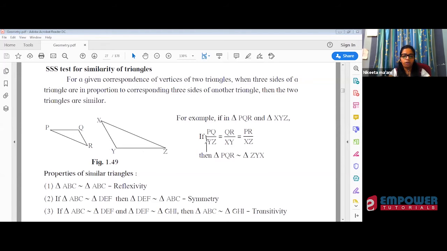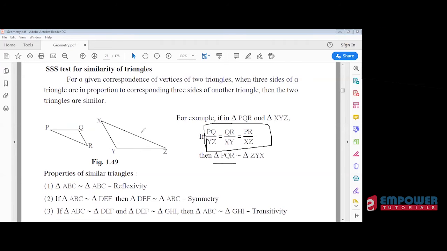So if the ratios of the sides of two triangles are in proportion, then we can say that triangle PQR is similar to triangle XYZ. I guess we have done this in 9th standard. We have proved this, right? We also use this theorem, this test, to find out the unknown side. Do you remember this from 9th standard?